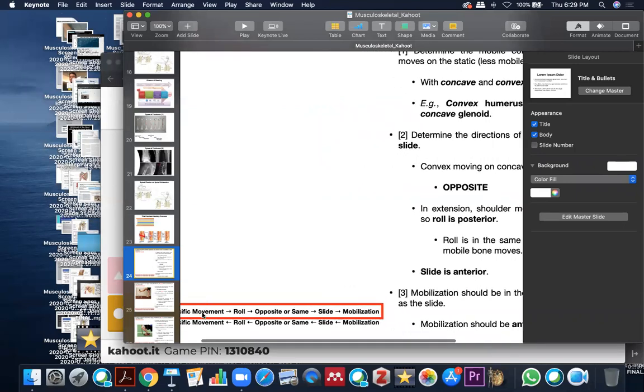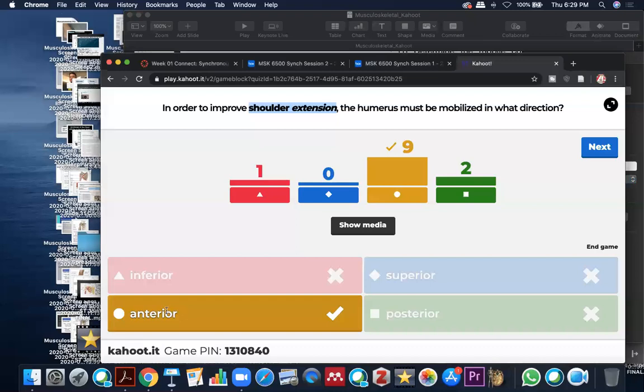So we know it's extension. The roll is posterior because the humerus moves posterior. Slide has to be anterior because they're opposite. If roll is posterior, same direction as the movement, slide has to be anterior because we determined it's opposite. And then the mobilization is always in the same direction as the slide. So mobilization would be anterior. That's why this was the answer. Hopefully that makes sense to everybody.